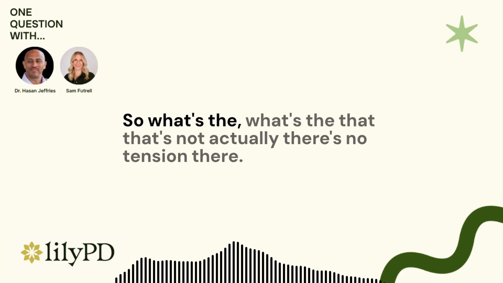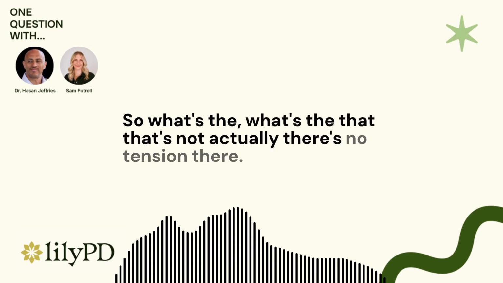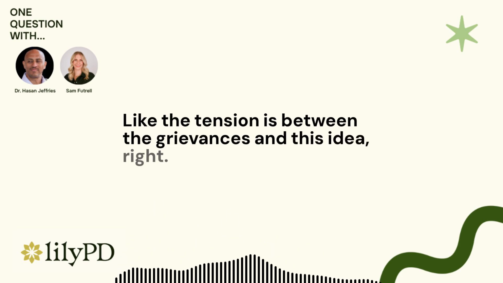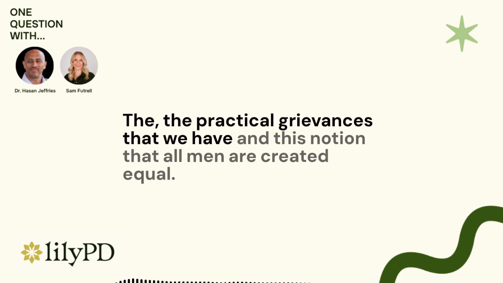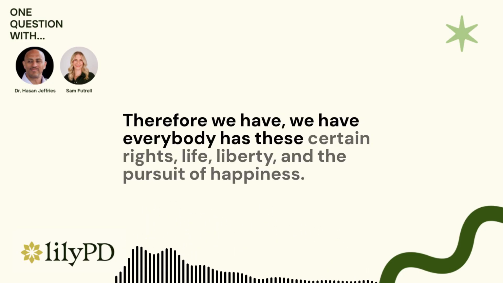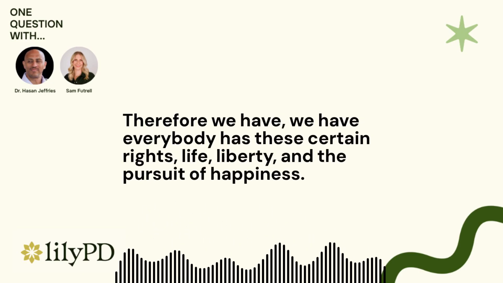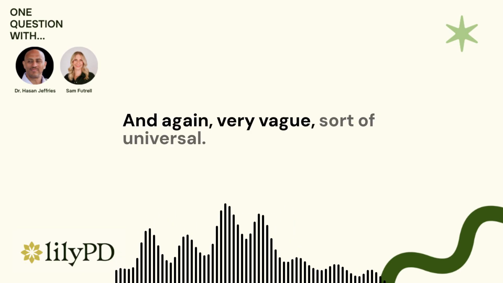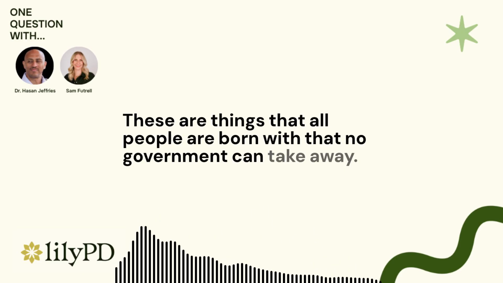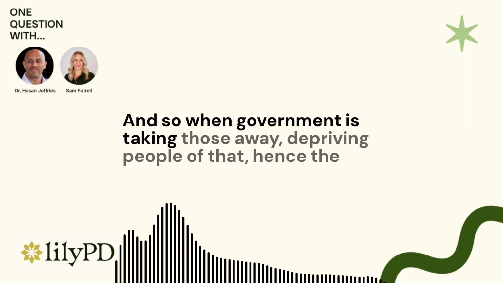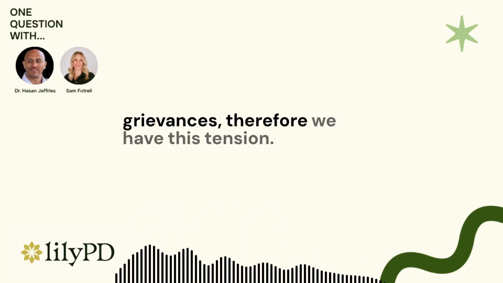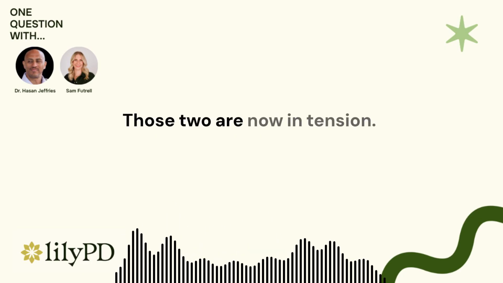So that's not actually, there's no tension there. The tension is between the grievances and this idea, right? The practical grievances that we have, and this notion that all men are created equal, therefore everybody has certain rights: life, liberty, and the pursuit of happiness. And again, very vague, universal. These are things that all people are born with, that no government can take away. And so when government is taking those away, depriving people of that, hence the grievances, therefore we have this tension. Those two are now in tension.